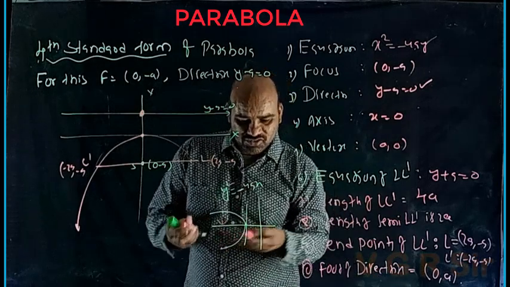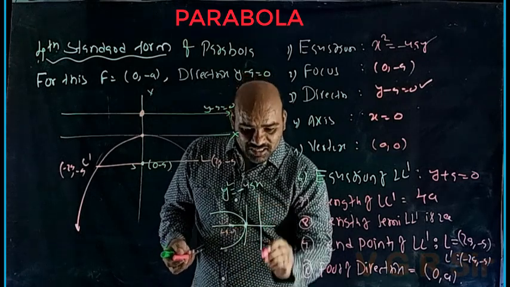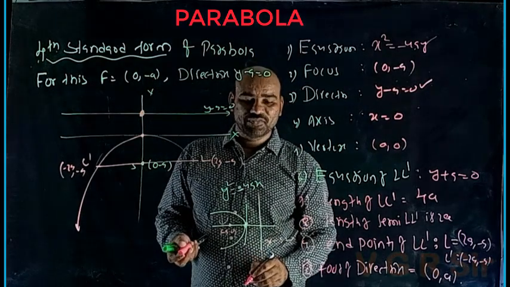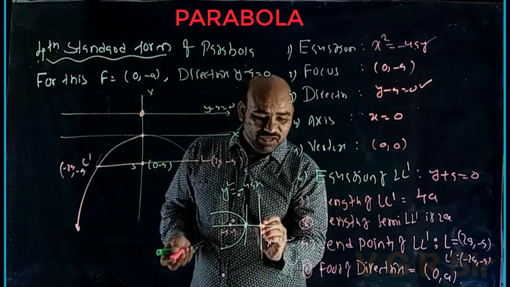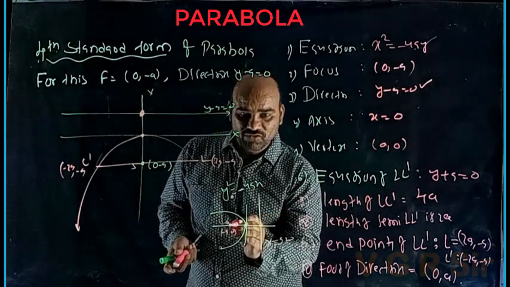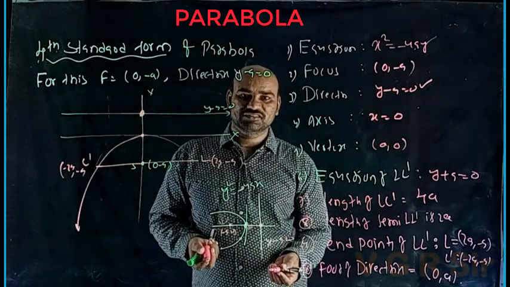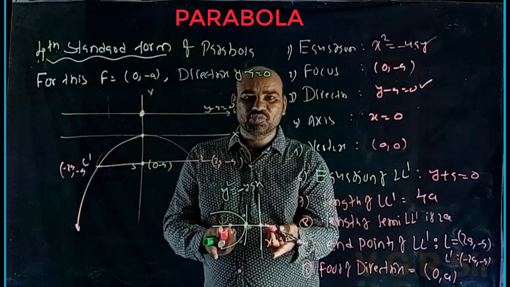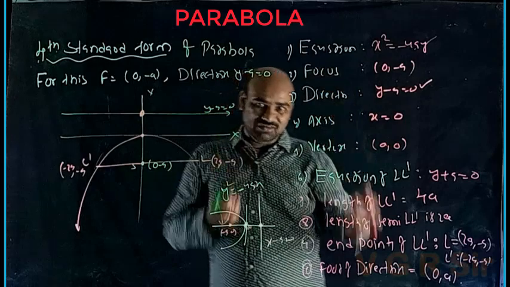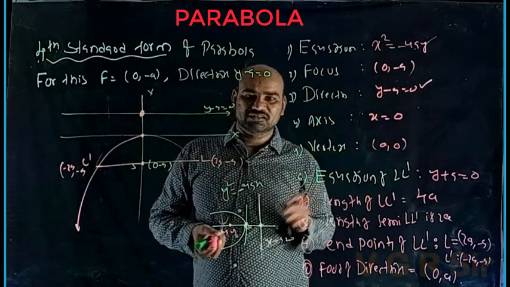What is vertex? 0 comma 0. What is focus? Minus a comma 0. What is directrix? x minus a equal to 0. What is the foot? On the x-axis, no? a comma 0. This is midpoint. Vertex is the midpoint of the focus and the foot, 0 comma 0. Everything you can write by observing this simple graph. That's why, for any parabola, just draw its rough sketch, and by using the rough sketch you can write all.